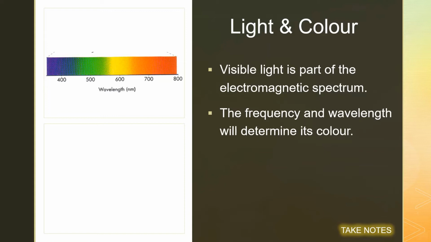Frequency is the number of oscillations per second. Wavelength is the distance between two successive peaks. So if we look at this diagram on the left-hand side, we can see that at this end, our blue end of the spectrum, the light has a wavelength in the region of 400 nanometers. That's 400 times 10 to the minus 9. So I'm going to take 400 and divide it by 10 nine times. And up here, we've got red light, and that's got a wavelength in the region of around 800 nanometers. So all the other colors sit in between those two extremes.